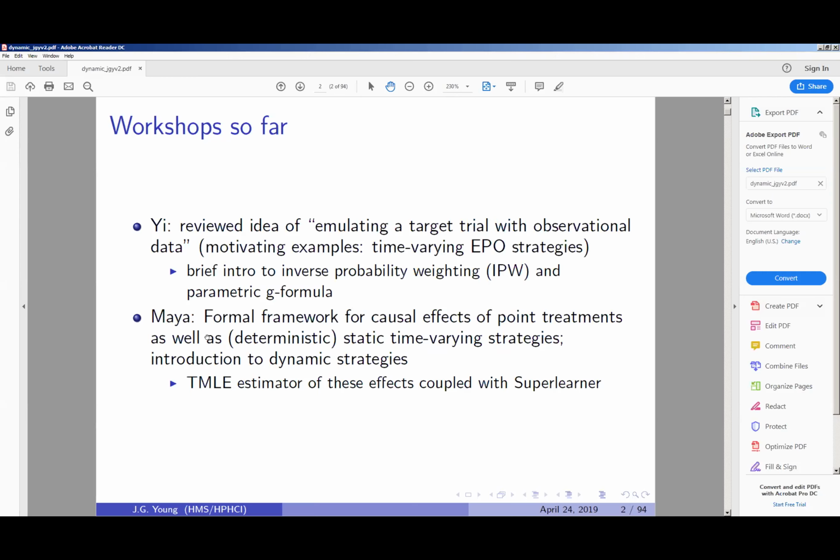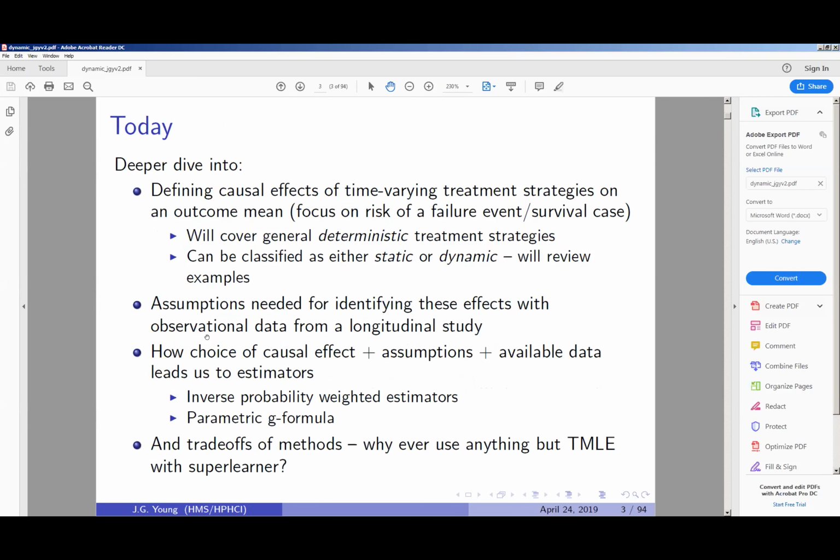And Maya went through an estimator of these effects under explicit causal assumptions, the TMLE estimator, coupled with superlearner, which has some really nice theoretical properties. So today, we're going to extend some of these ideas in a few ways. We're going to take a deeper dive into a formal framework for causal inference in the time-varying setting. Specifically, we're going to define causal effects formally using counterfactuals of general time-varying treatment strategies on an outcome mean.